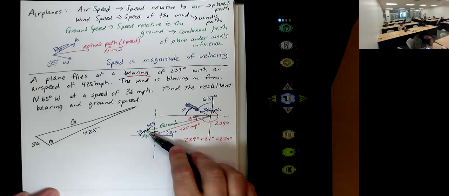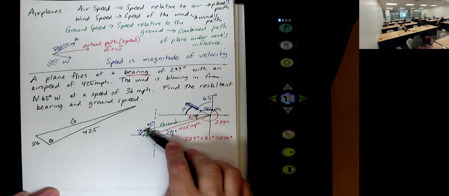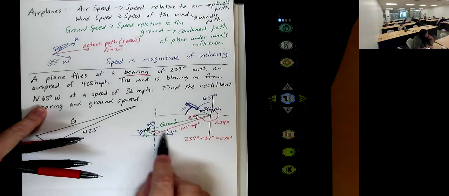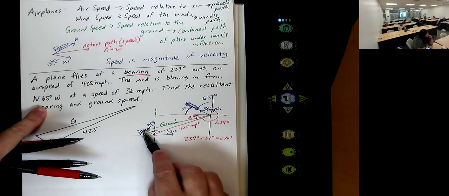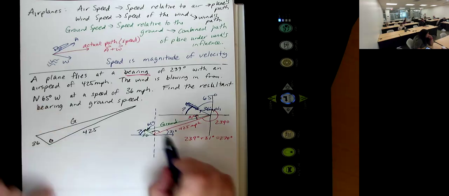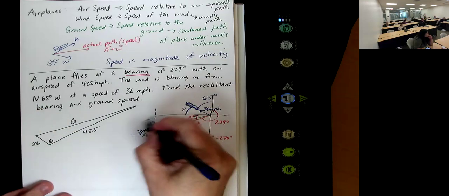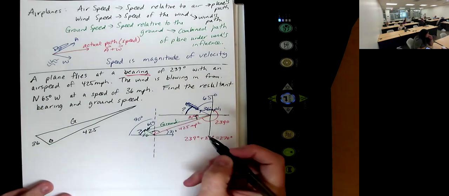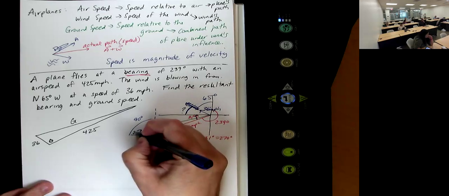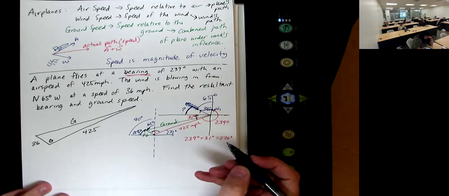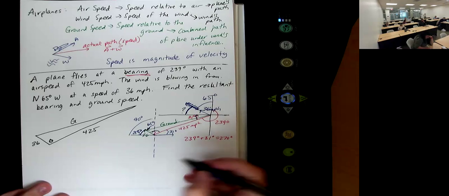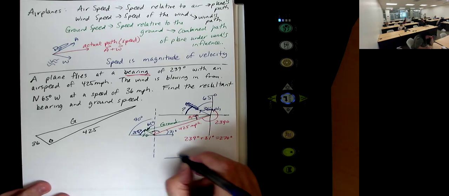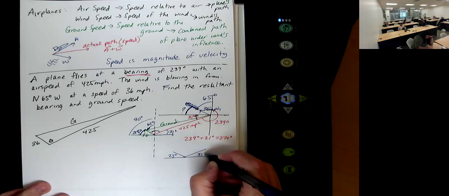I just kind of moved this vector down here to do the tip to tail. It's still gotta be north 65 degrees west, so if I did the line, that's north, 65 degrees west is that. These two have to add to 90, so this has gotta be 25 degrees. Which means I've got 25 degrees here, 31 degrees here.